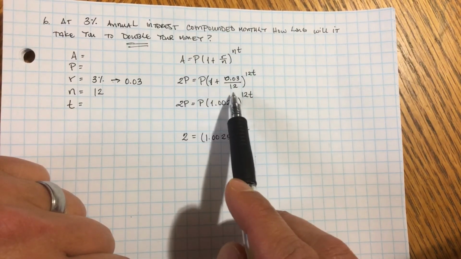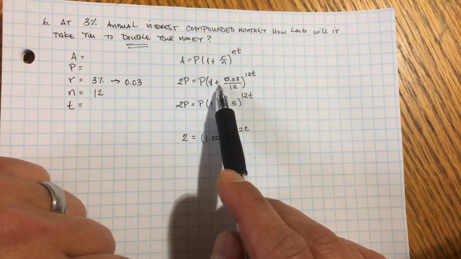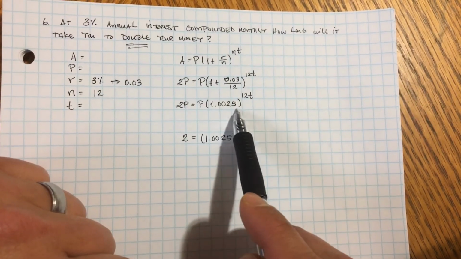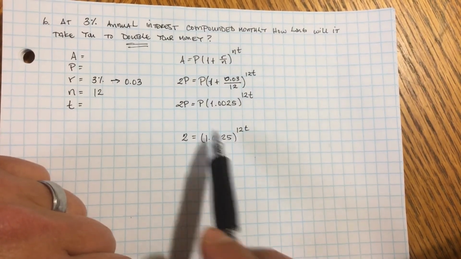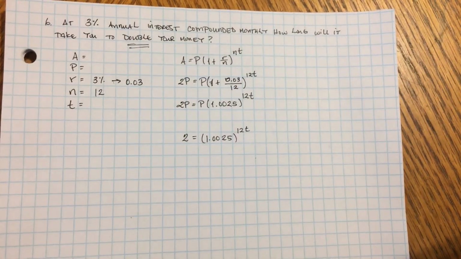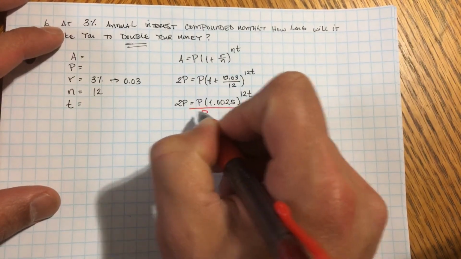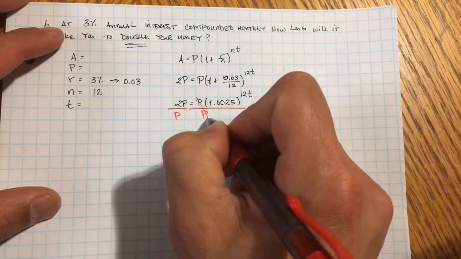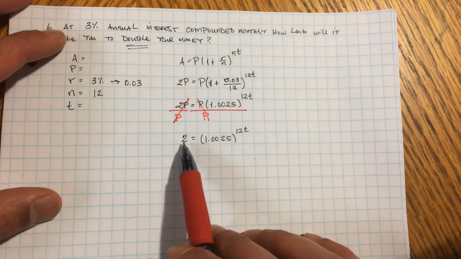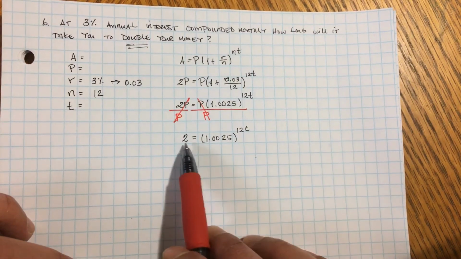Well, all I've got to do is some algebra. First I did this part here: 1 plus 0.03 divided by 12 gives me 1.0025. What do you do here? Essentially you're dividing by P, and this guy simplifies out, so you're just left with a number of 2. So the initial value really doesn't matter. Now you're left with this.